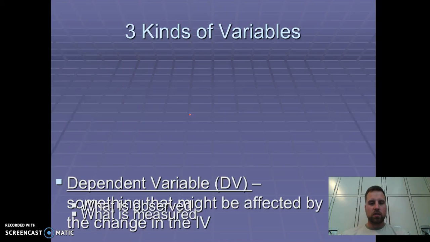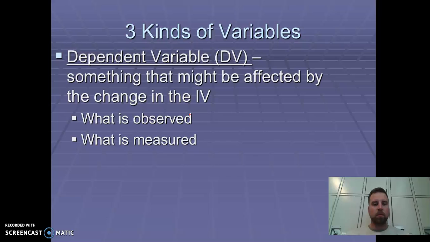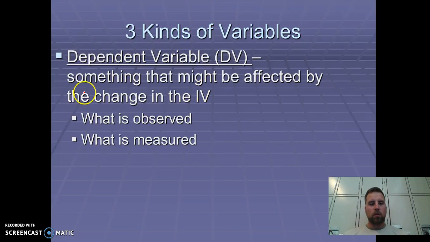Next variable, the dependent. So not the independent, but the dependent. The dependent variable is something that is affected by the independent variable. So it's what changes because of the independent variable. So the easiest way that I remember the DV is it's always what you measure. Okay, it's what we are looking for in the experiment.